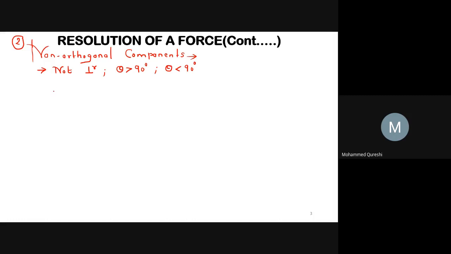So non-orthogonal components can be calculated using the parallelogram law of forces, or by using the triangle law of forces.